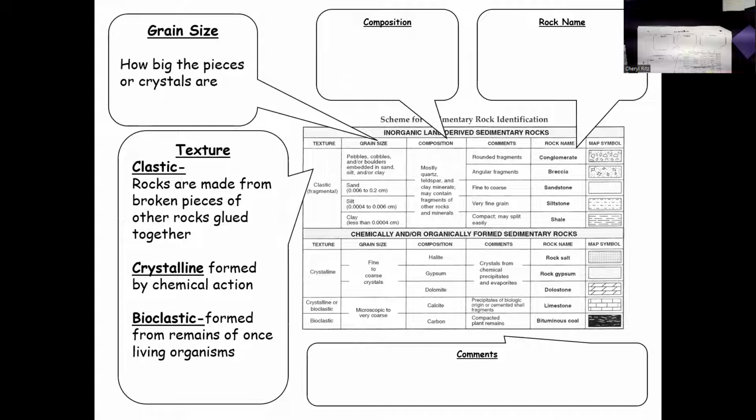So they're literally grouped. This section, the plastic ones, are grouped based on their grain size. So it's super important there. Whereas for the other two, grain size doesn't matter. Then we go to composition. What do you notice about the composition of plastic rocks?